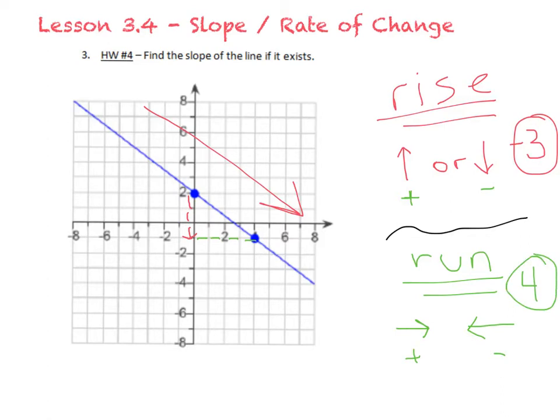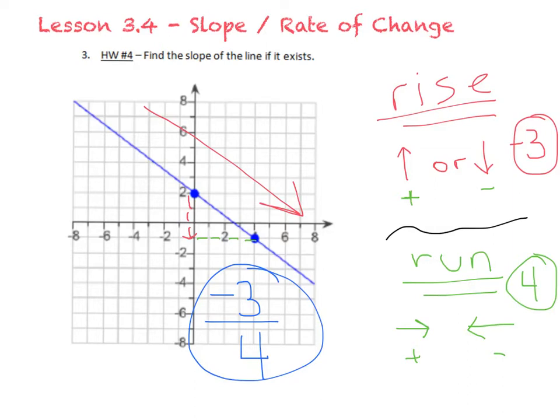Now, make sure you're counting how many steps you take. Just be careful not to miscount. So we're going to write this as a fraction. Our final answer would be -3 over 4. This fraction does not reduce, so that would be our final answer.